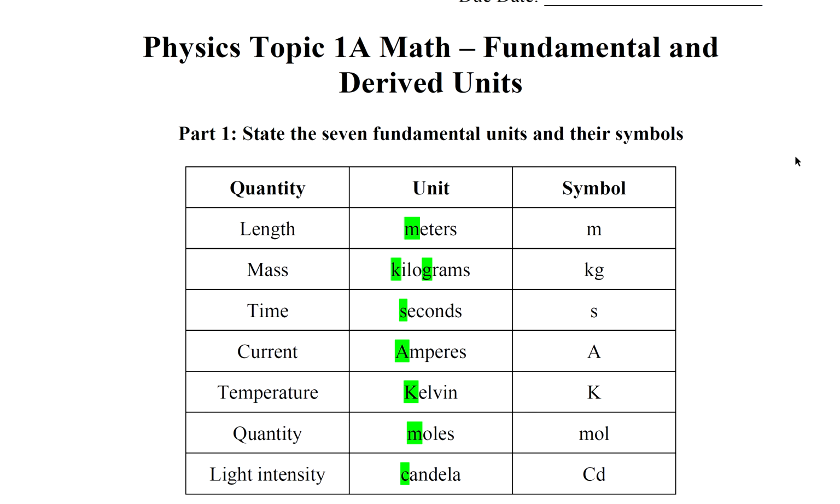For mass, it's kilograms. For time, it's seconds. For current, it's amperes. For temperature, it's Kelvin. For quantity, it's moles. And for light intensity, it's candela.